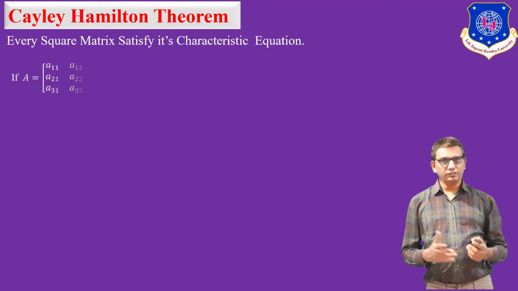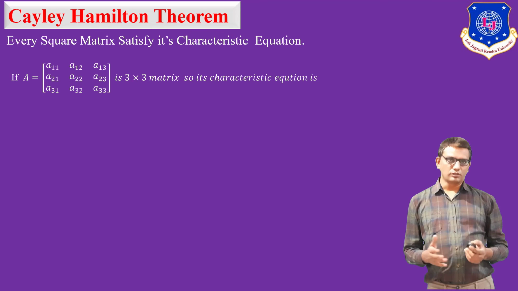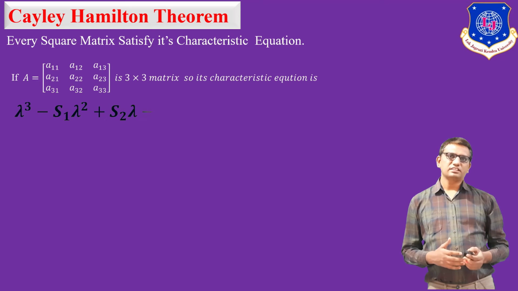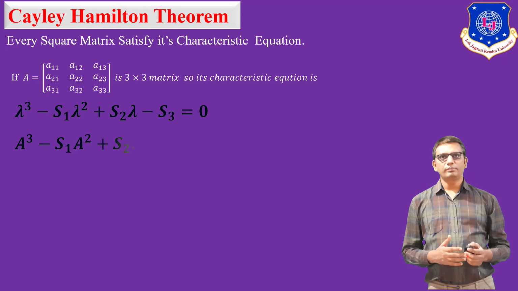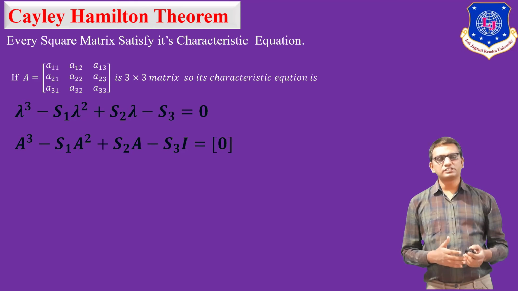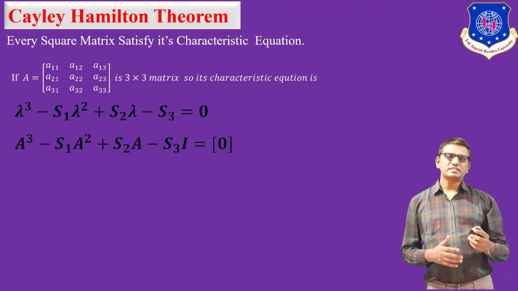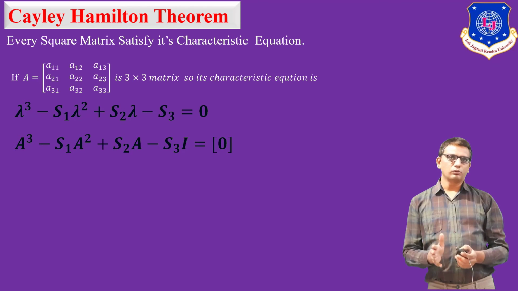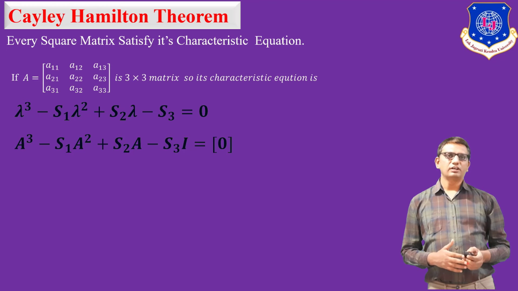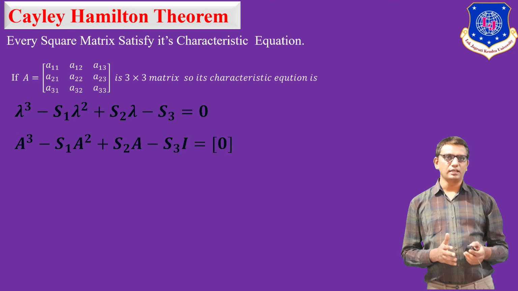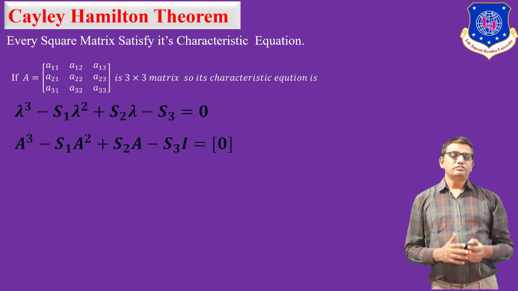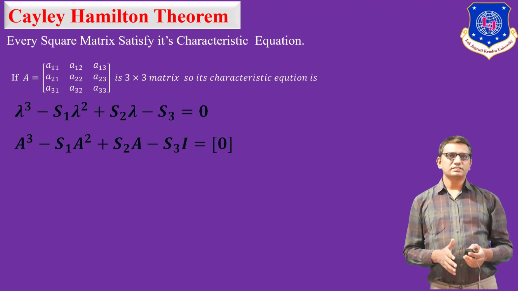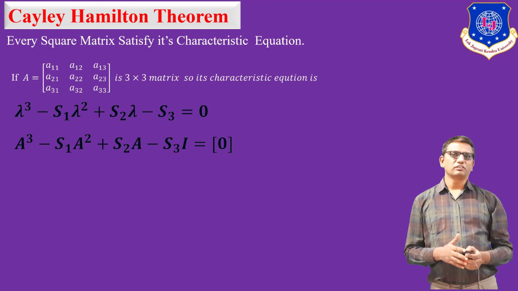Now we will understand it properly. Here A is a 3 cross 3 matrix, and its characteristic equation is lambda cube minus s1 lambda square plus s2 lambda minus s3 equal to 0. And what is the concept of the Cayley-Hamilton theorem? We replace lambda by our original matrix A in the characteristic equation.